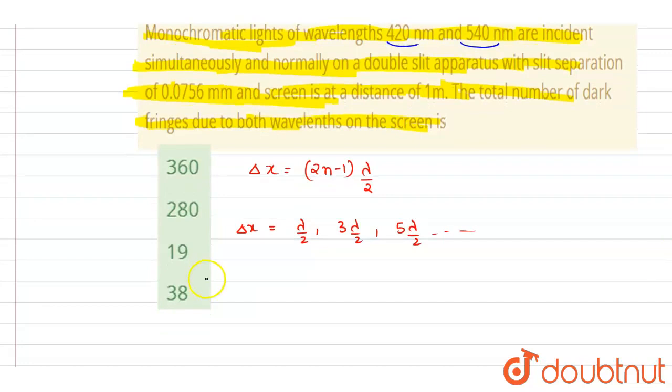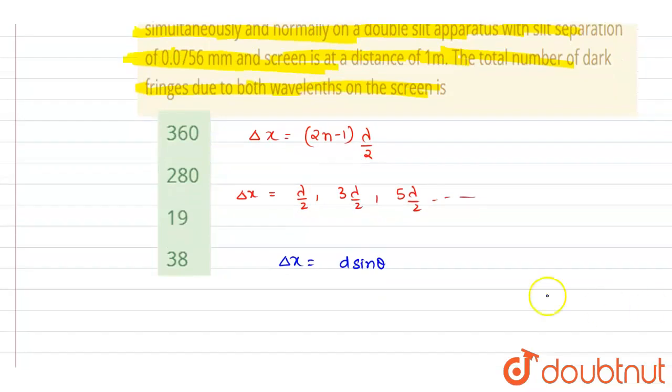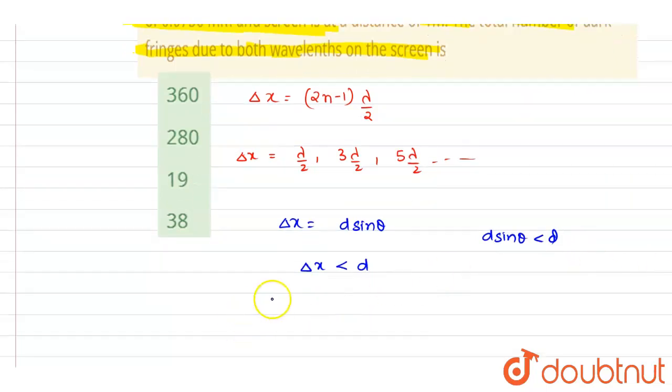Now the path difference should be less than this capital D. The path difference is d sin theta, and d sin theta will be less than D only, it can't even be equal to D. The path difference will be equal to D only at infinity, which is not included here. So the path difference will be less than this, and you can check the value for which the last minima will get created.